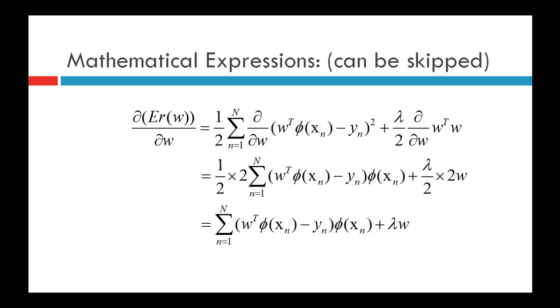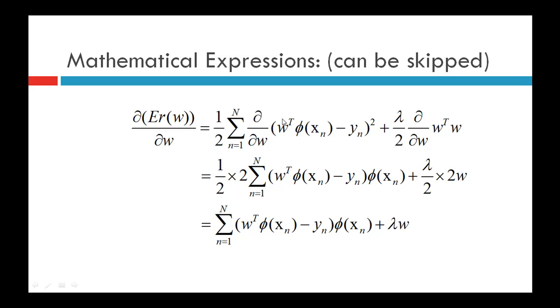So here is the exact mathematical expression for the differentiation of the error function with respect to w, and it can be skipped if you're not interested in the exact mathematical expressions. This is the expression for the differentiation of the error function: half of the sum over all n from 1 to N of del over del w of (w transpose phi xn minus yn) squared, plus lambda over 2 del over del w of w transpose w.